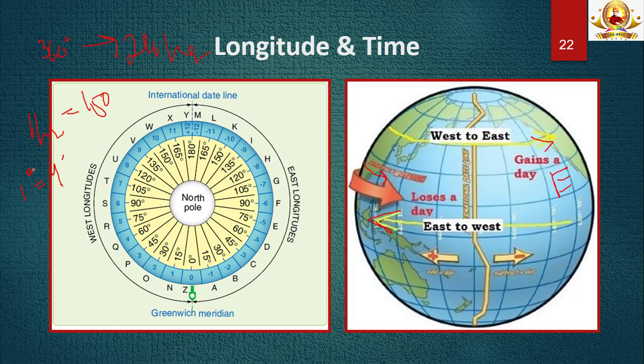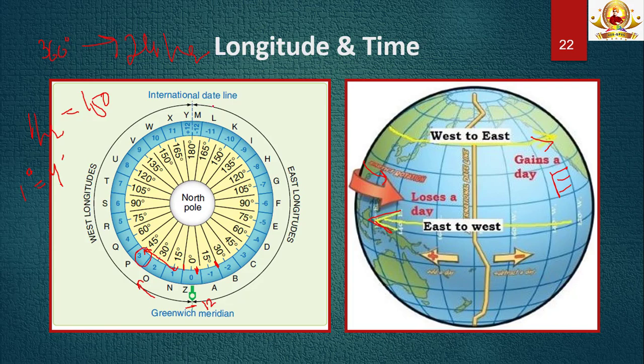So if the time at the prime meridian is 12 and we move 1 degree east, it will be 12:04, 12 o'clock and 4 minutes. Okay. And if we move 15 degrees, it will be 1 o'clock. Understanding my point? And if we move towards the west, 15 degrees west, then it will be 1 hour less. That is 11 o'clock. If we move 45 degrees west, it will be 3 hours less. That will be 9 o'clock.